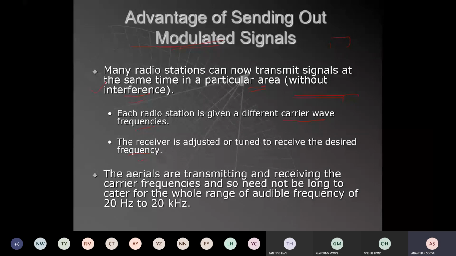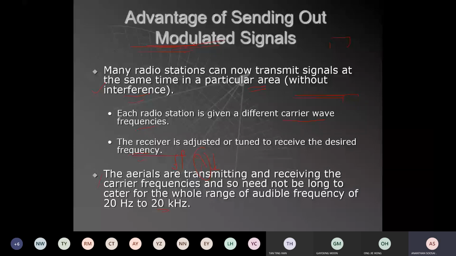So this is the main reason why we do modulation, so that many radio stations can operate at the same time. Next, the aerial is transmitting and receiving the carrier frequency, so it need not be very long as it would be for audio frequency. Another reason why modulation is beneficial: the frequency becomes very high. Very high frequency means the wavelength is short. If the wavelength is short, the aerial will get shorter. It's quite convenient. That's why we do modulation.